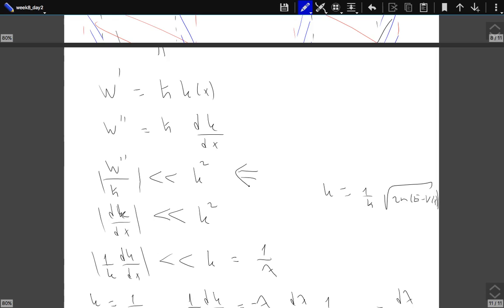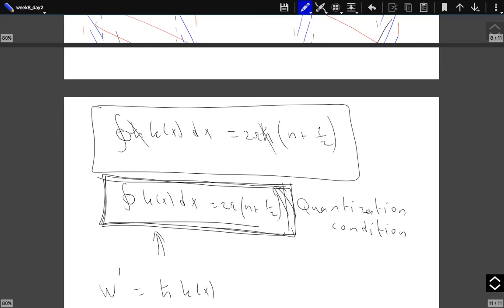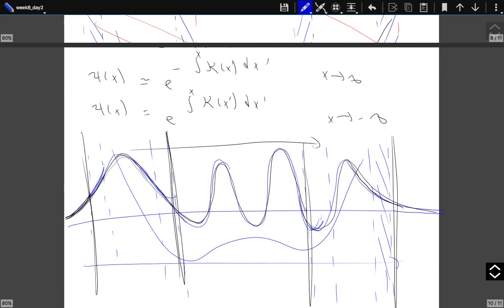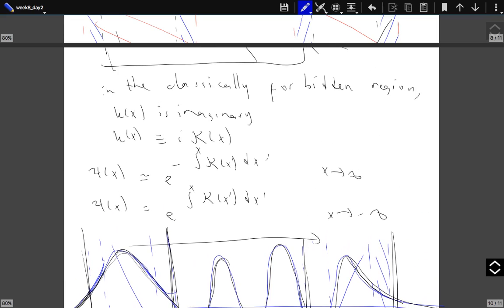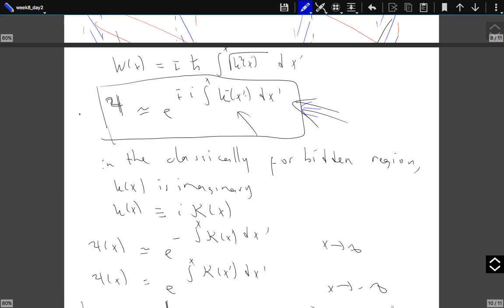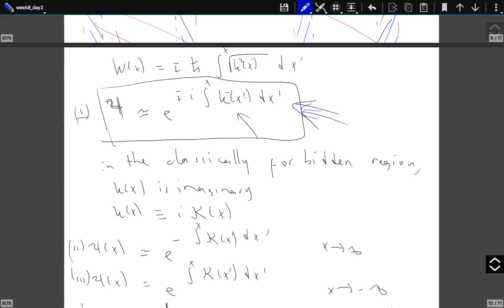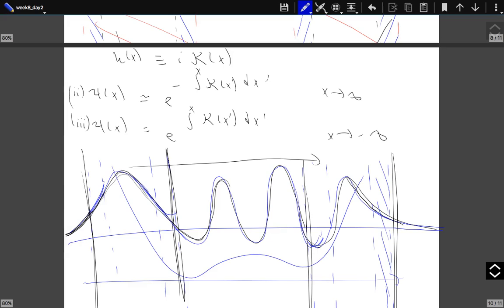Okay, so I will just close this topic here unless you have some questions. The main lesson in the WKB approximation is here is our quantization condition. If you need the wave functions, of course, then you have to work out the details. But the wave functions also have these behaviors in various regions. So we know more or less what the energy eigenfunctions will look like.